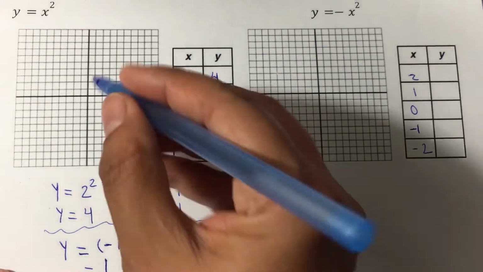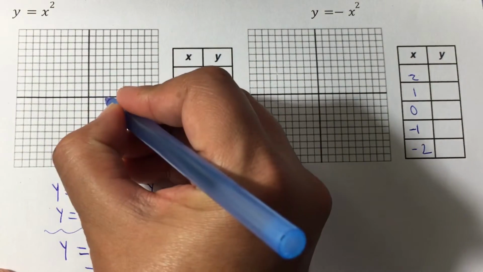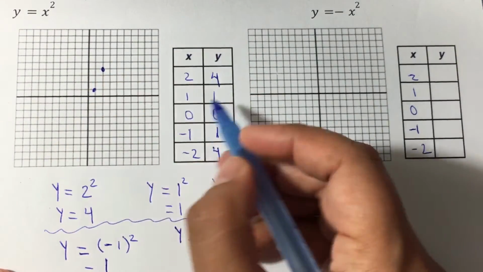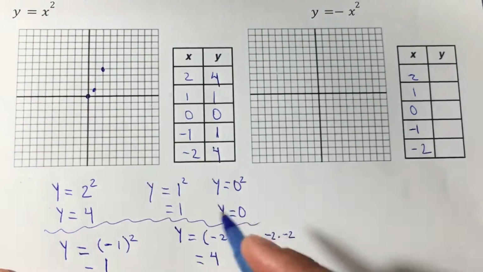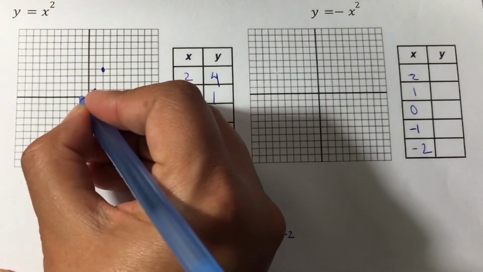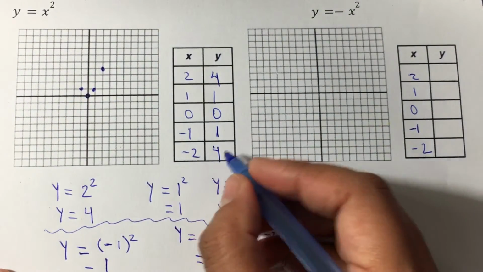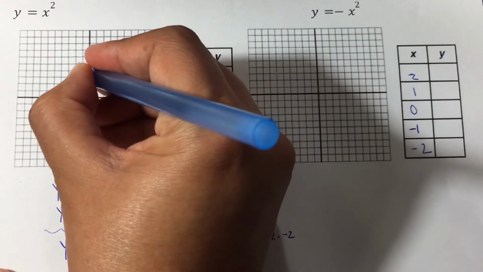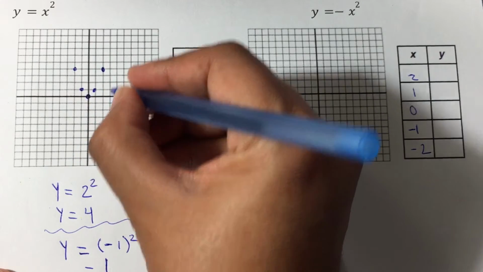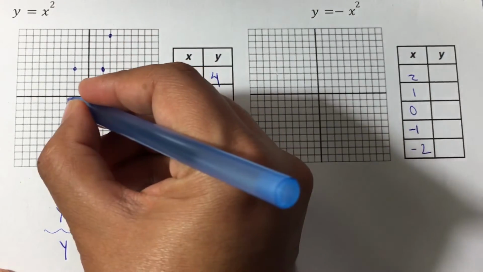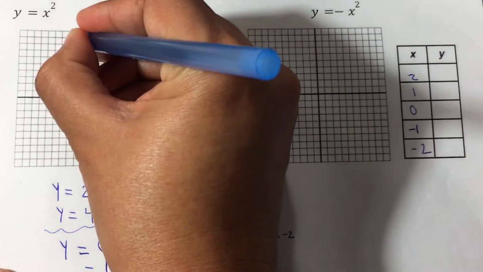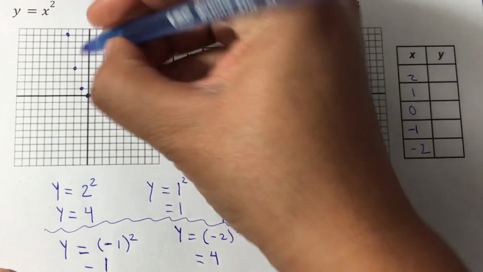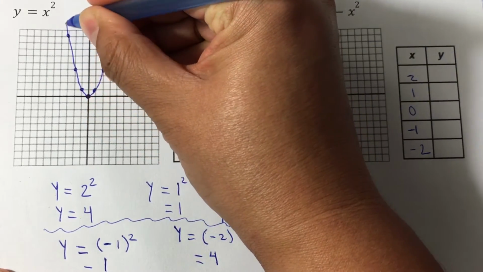Now we start graphing our values. So 2, 4 is right there. 1, 1 is right there. 0, 0, right at the origin. Negative 1, positive 1. And negative 2, positive 4. And if you were to continue, 3 squared will be positive 9, and negative 3 times negative 3 will also be positive 9. Okay, we graph our parabola perfectly on the dots.